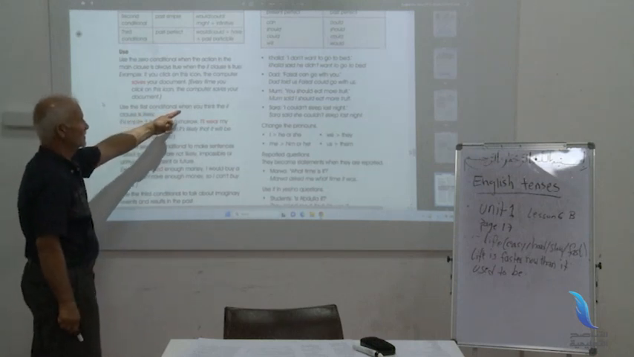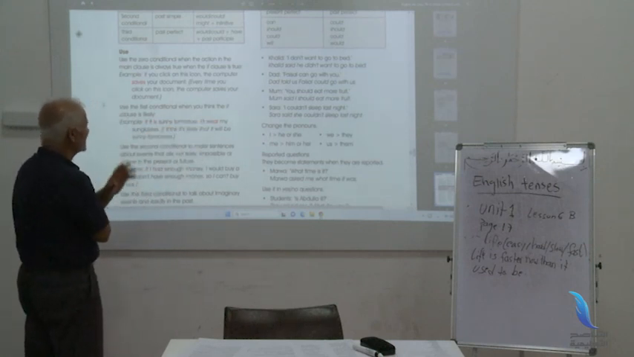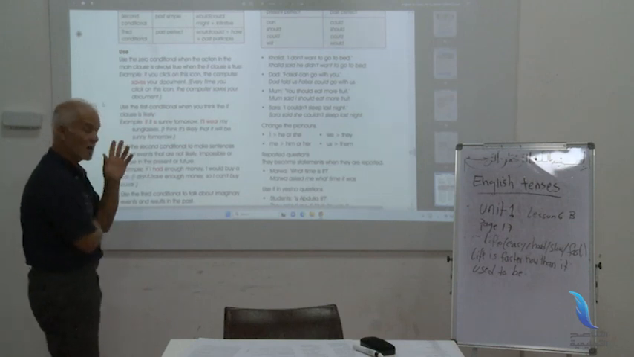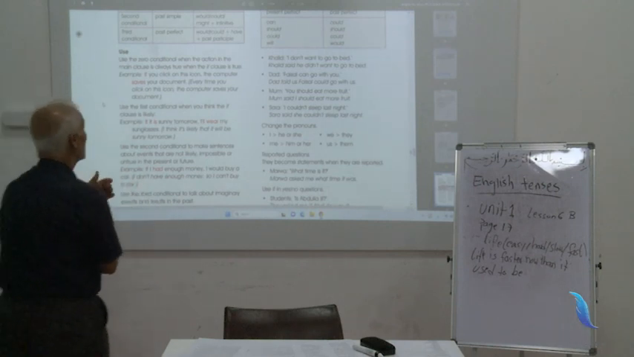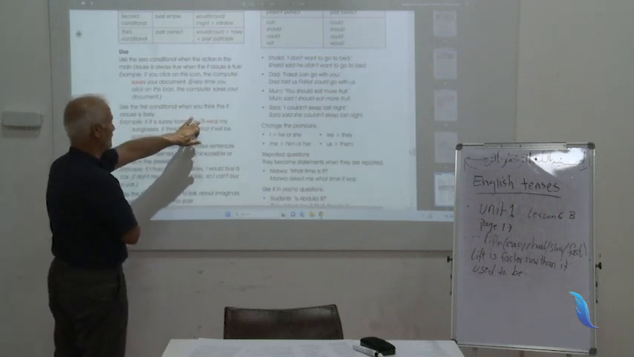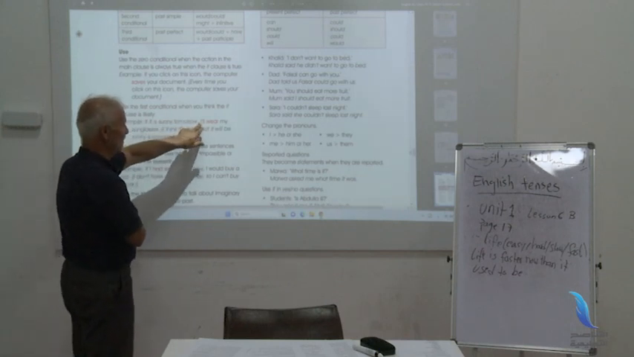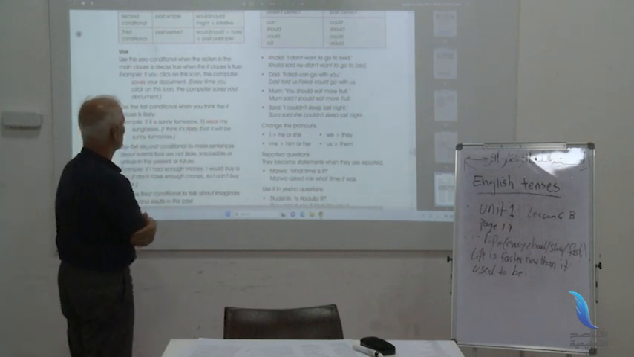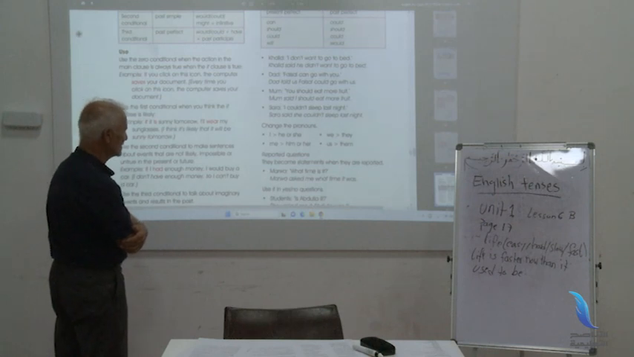Use the first conditional when you think the if clause is likely. Example, if it's sunny tomorrow, I don't know, maybe it's not going to be sunny tomorrow, but I'm just saying if. If it's sunny tomorrow, I'll wear my sunglasses. So here you can see present simple, will plus infinitive. I think it's likely that it will be sunny tomorrow.